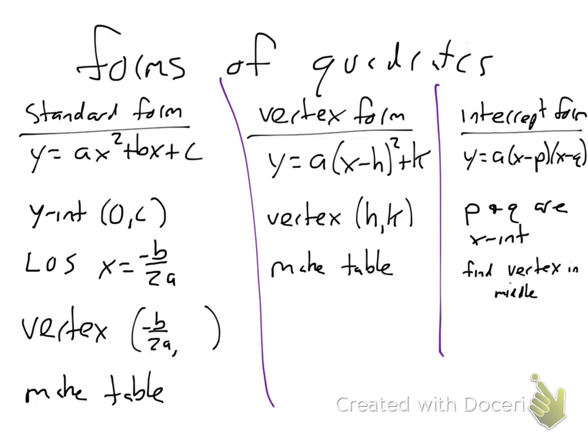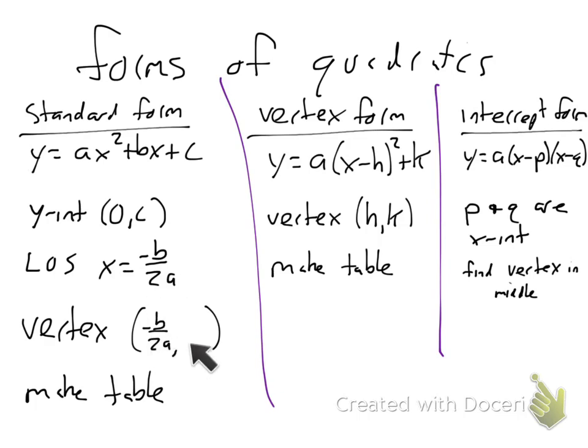You have standard form, which is y equals ax squared plus bx plus c. And if you have this form, you know that the y-intercept is the c value, because if you put in x equals 0, you get c out. We also find the line of symmetry, the thing that cuts it in half, at x equals opposite b over 2a, and that leads us to a vertex.